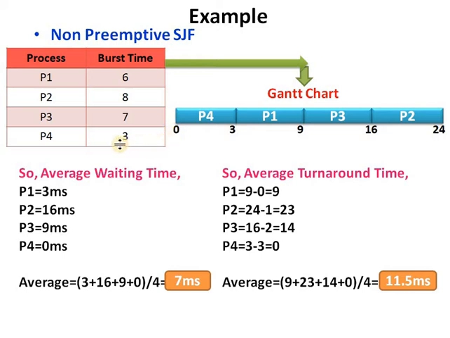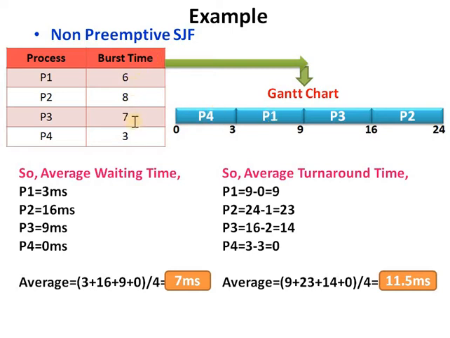Which is the shortest process? We know that process P4 is the shortest process. So, the process P4 is executed first. It has a burst time of 3, so it is executed for 3 milliseconds. After that, which is the shortest process? Process P1. So, after that, process P1 is executed for its burst time of 6, so from 3 milliseconds up to 9 milliseconds, the process P1 is executed.